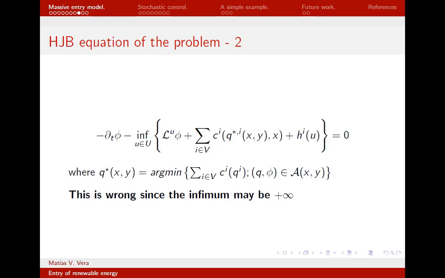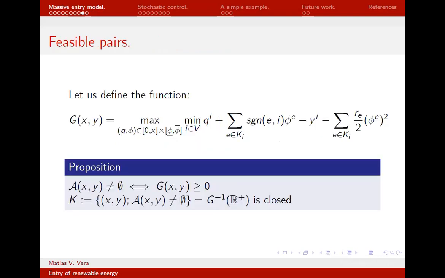Okay, so for this, we're going to define this function, and we have this proposition, that the day ahead problem is feasible if and only if this function g is greater than 0, and g also is continuous. So this K, which is the set of points in which the day ahead problem is feasible, is closed. Okay, this set also has non-empty interior and a couple more things that are handy to have.